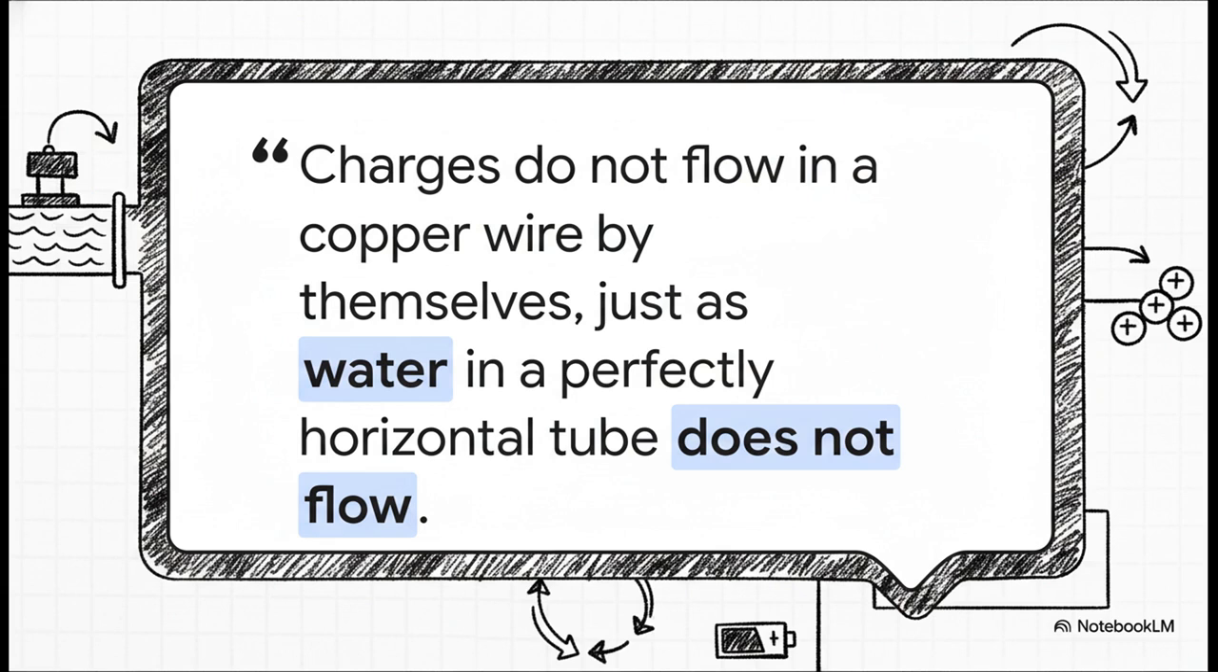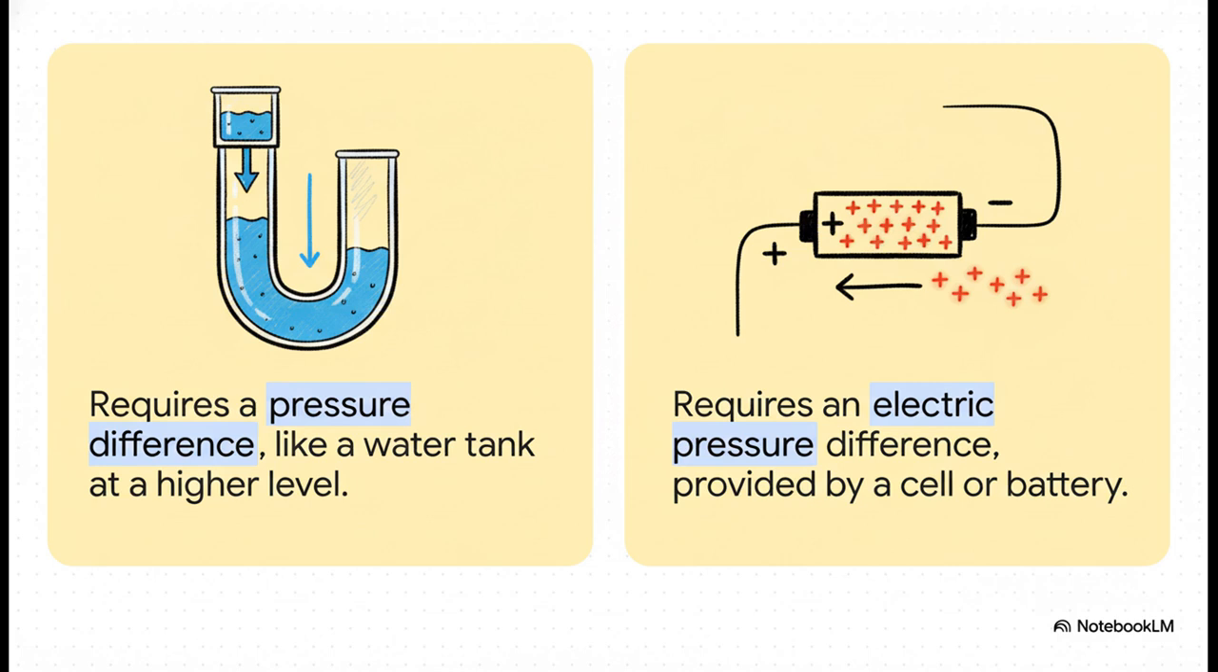It needs some kind of push, or a difference in level. The same thing is true for charges in a wire. You see, for water to flow, we need a pressure difference. For example, if we connect one end of the pipe to a tank placed at a higher level, the water will flow down. Similarly, for electric charges to flow, we need a difference in what we can call electric pressure.